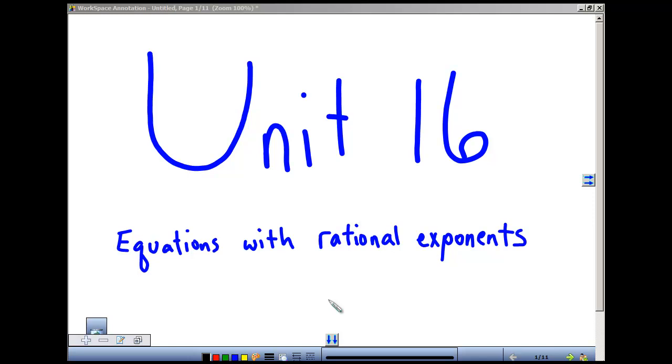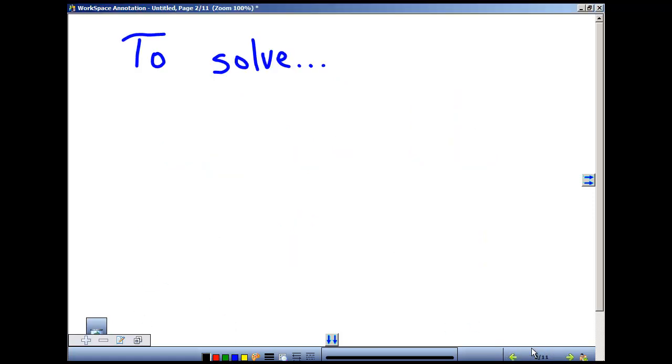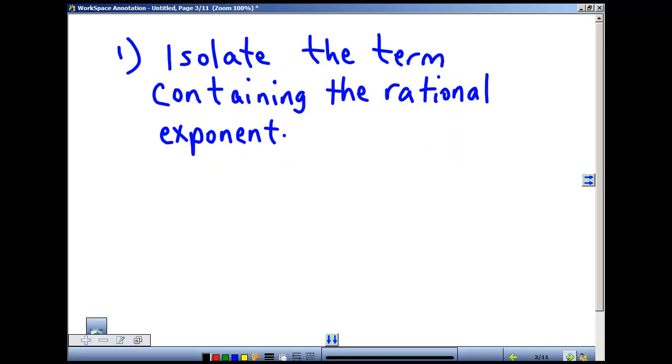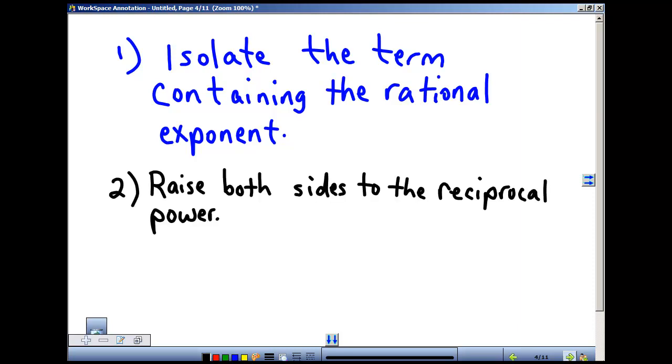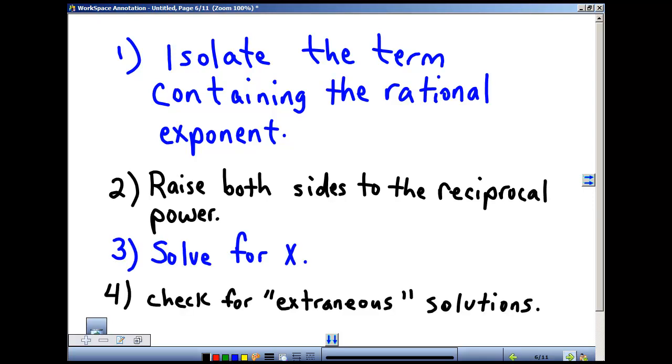We continue Unit 16, Solving Equations with Rational Exponents. To solve, we need to isolate the term containing the rational exponent. That means get it by itself. Raise both sides to the reciprocal power. Solve for x, and then check for extraneous solutions.